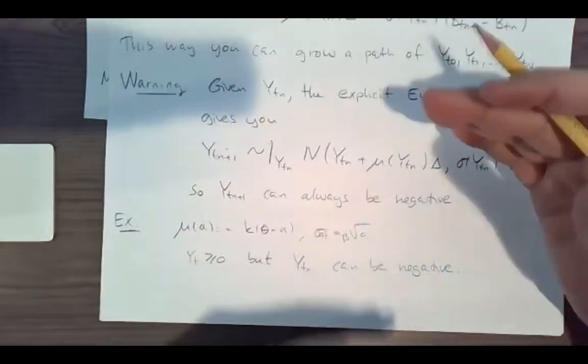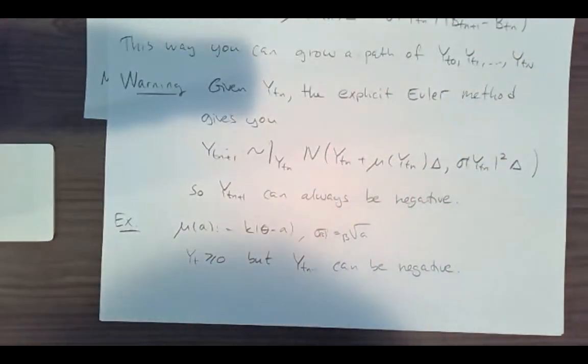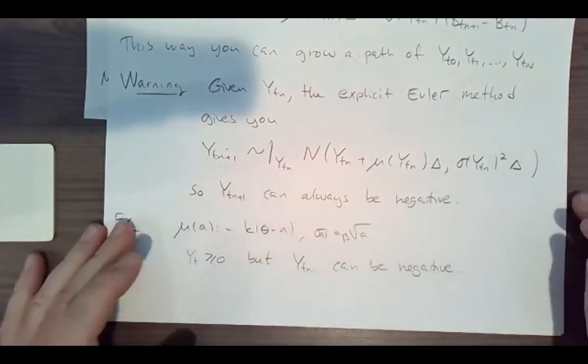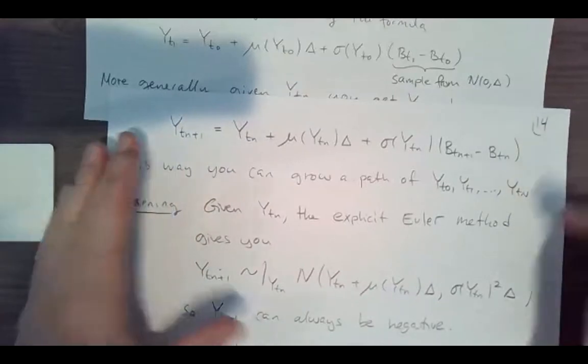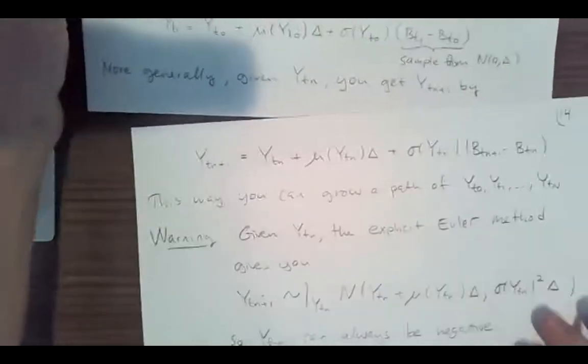So you see there's a difference between the Euler method and what it produces of a path, and what the actual path looks like. So this is just something to be aware of. This here is the explicit Euler scheme.